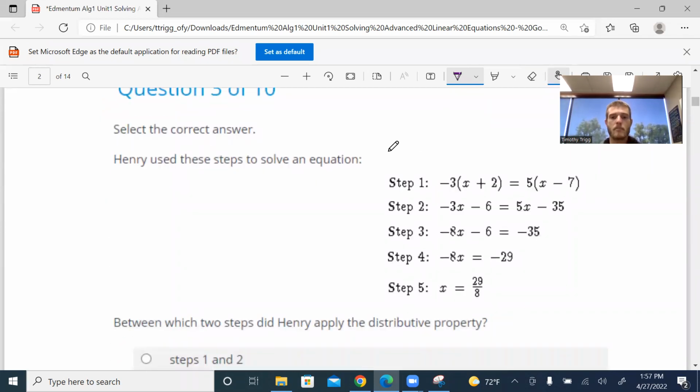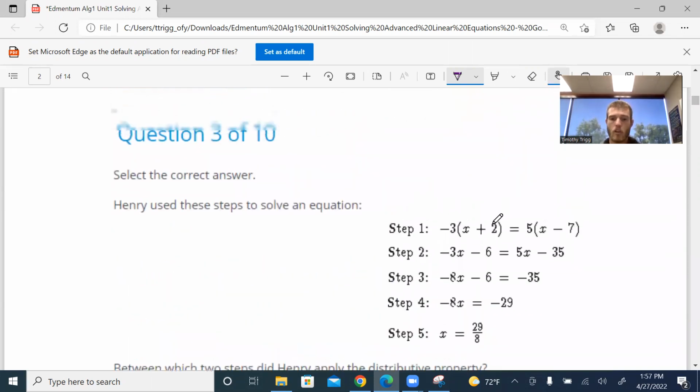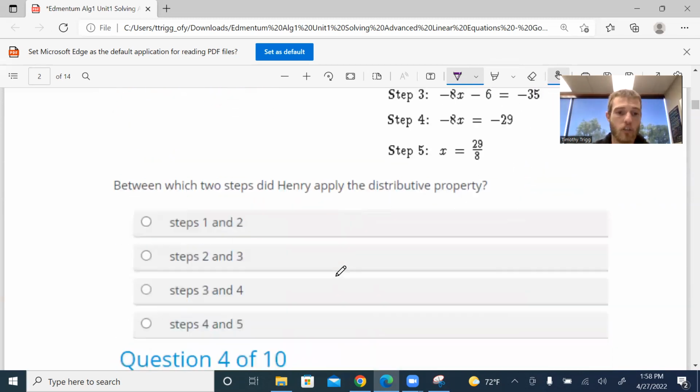Henry uses these steps to solve this equation. Between which two steps did Henry apply the distributive property? So it looks like he distributed right here, which is good. You usually want to distribute in the very beginning of your problem if you can. So when I see that distribution that needs to happen, I just go ahead and do it right away. That's usually what you want to do first. And that's what Henry did between steps 1 and 2. He did the distributive property.